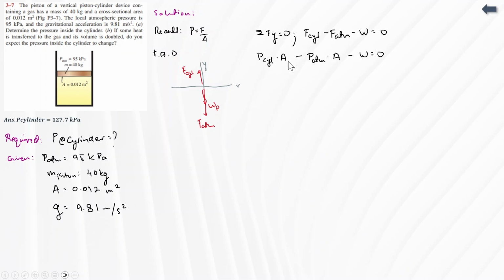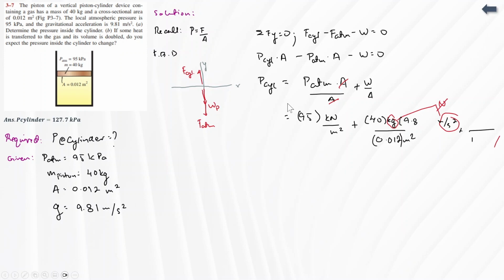So, pressure of the cylinder times area minus atmospheric pressure times area, and then minus the weight of the piston. So we isolate the pressure of the cylinder and we have this particular equation. We divide both sides by area, area cancels out here, plus the weight. Substitute the values. So that will be 95 kilonewton per meter squared, plus 40 times 9.81 divided by 0.4.